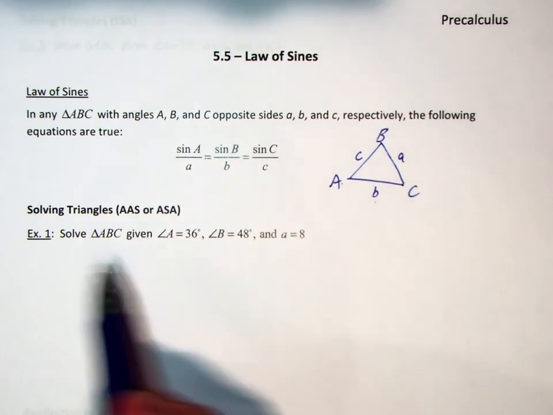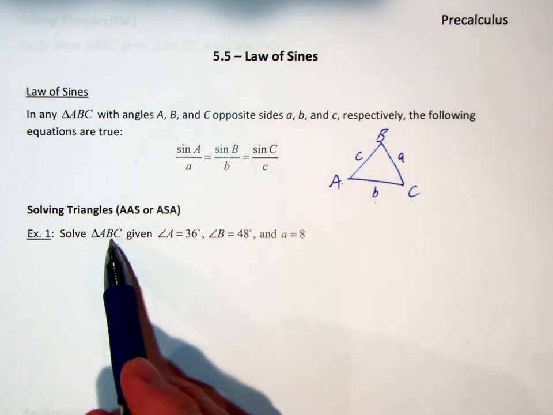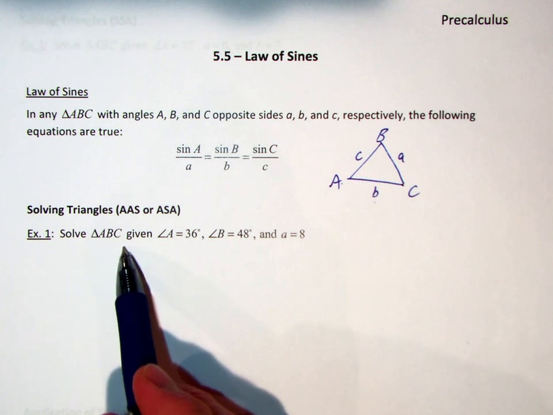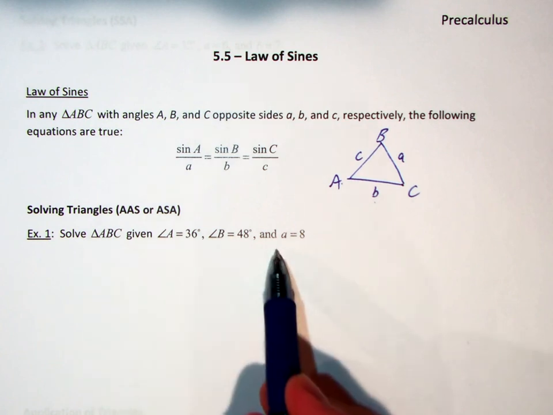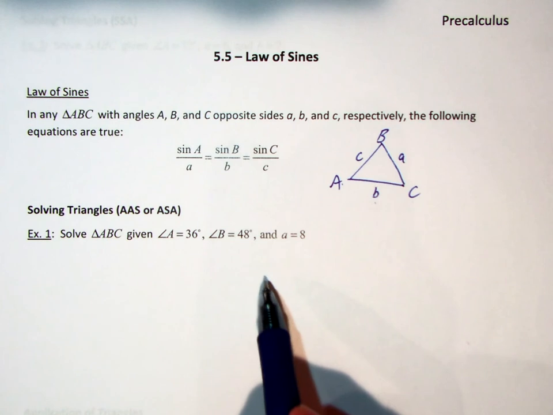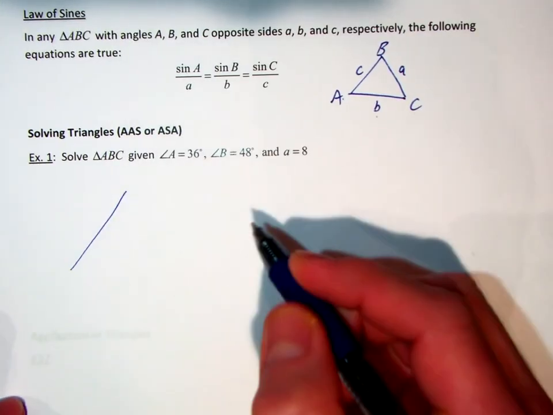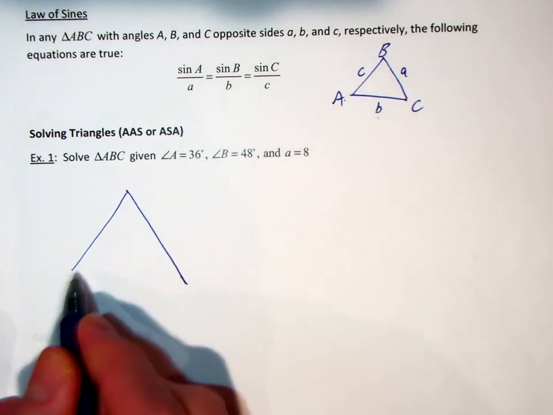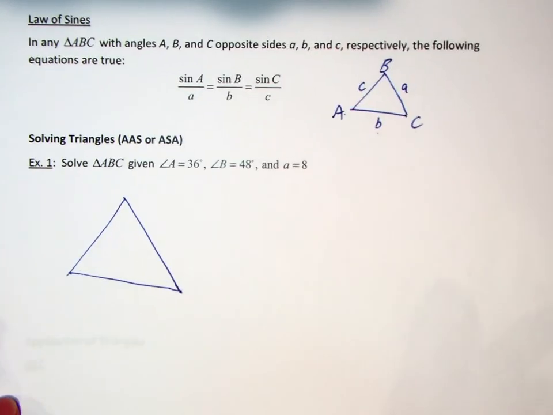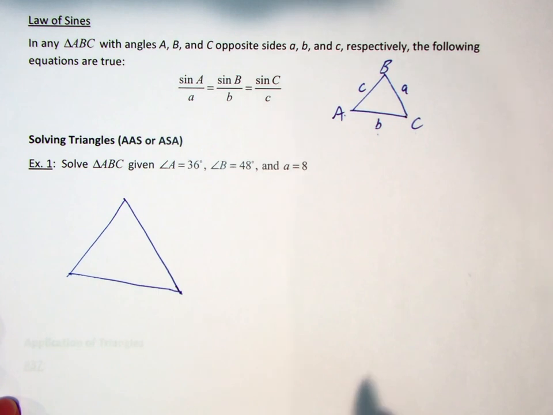Okay, so let's draw a picture. When it says solve the triangle, what it means is solve for all the missing angles and missing sides. So we know two angles and one side, so we need to find angle C, side b, and side c. Okay, so my first suggestion is to always draw a picture for triangle A, B, and C and label what you know. And make sure it's big enough so you can see what you're doing.